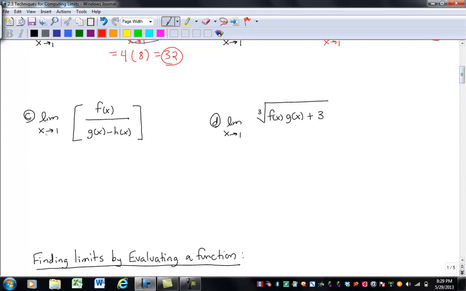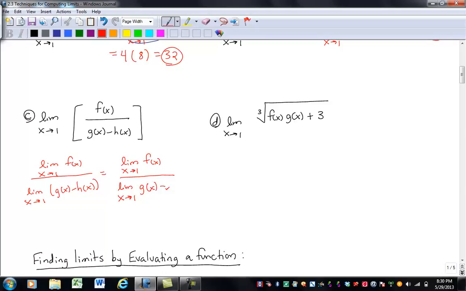Here I can break the limit up first around the quotient. So this is the limit as x goes to 1 of f of x divided by the limit as x goes to 1 of g of x minus h of x. But in the denominator of this thing, remember, you can also take the limit around subtraction and addition. So I can break that limit up in the bottom further and take the limit as x approaches 1 of g minus the limit as x approaches 1 of h.